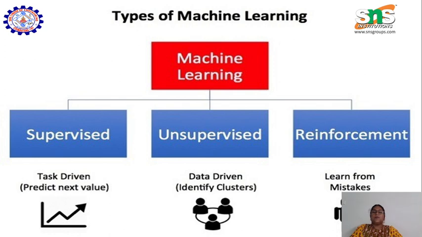Unsupervised learning is where the machine is trained with unlabeled data sets. So when we give a labeled data set, it is supervised learning. When we give an unlabeled data set, it is unsupervised learning. Unsupervised learning is data driven. Supervised is task driven, purely based on the task, and unsupervised learning is purely based on the data. The third classification is reinforcement learning, which is learning from past experience, learning from mistakes. These are the three classifications of machine learning.